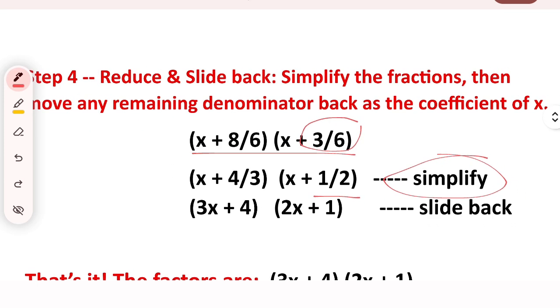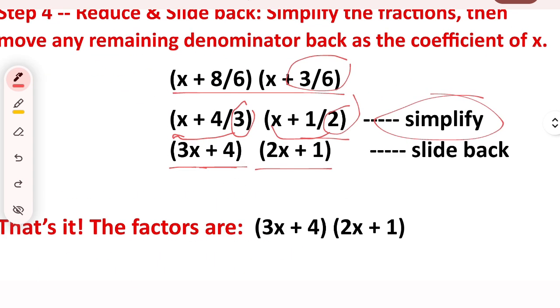After we have simplified it, I want you to slide it back. What do you mean by slide it back? Since we still have a fractional form in the constant, we still have 4/3. What you will do is we slide 3 back to x. So 3, we put it back here on the x, so it will become 3x plus 4. Here we have 2, right? We need to slide it back to x, so it will be 2x plus 1. And finally, the factors are 3x plus 4 and 2x plus 1. Believe me, these are the factors.